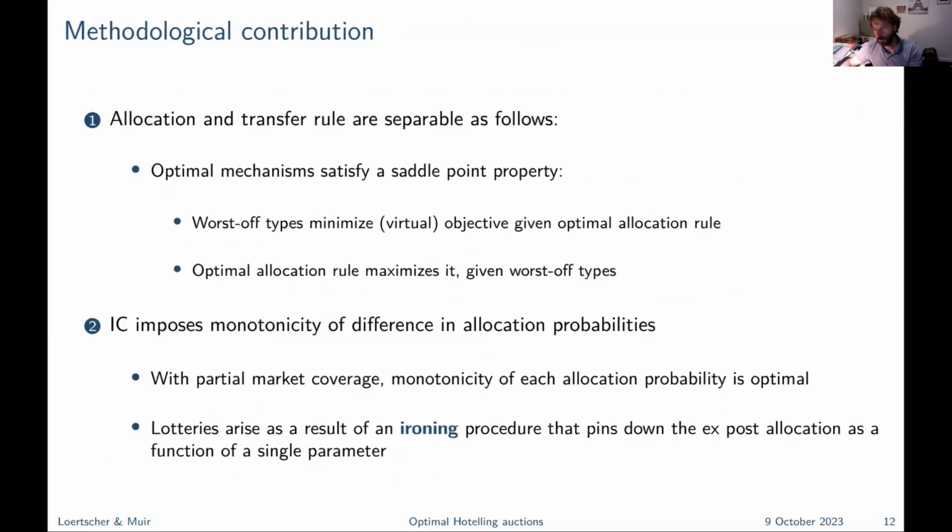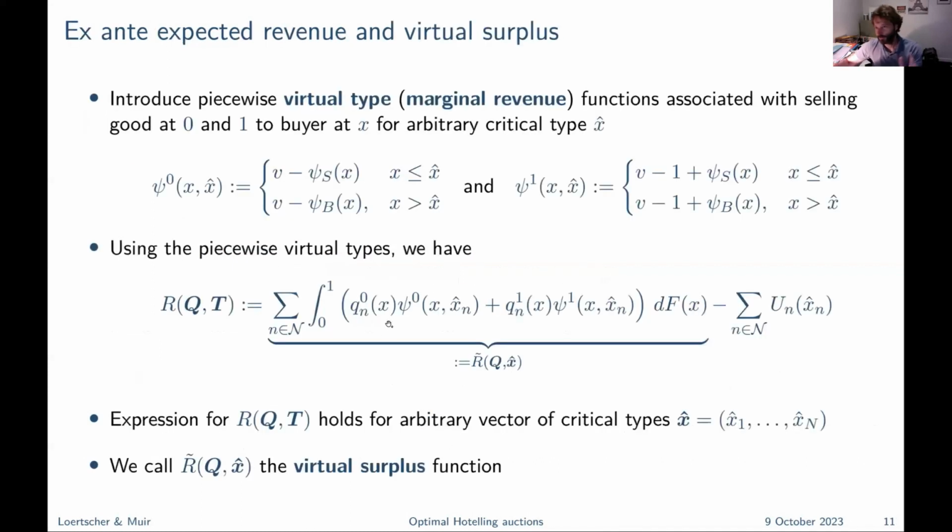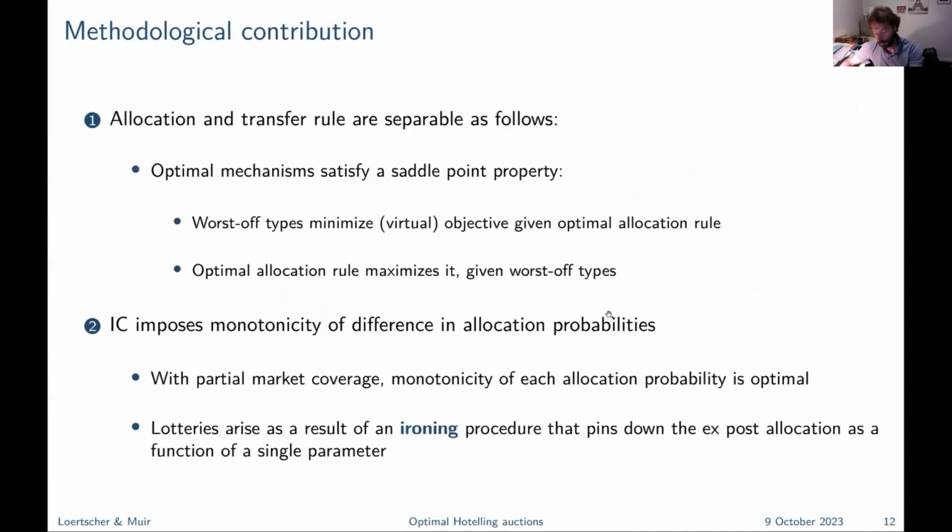Okay, and so what we're going to show here is that even though these things, the Q's and T's, are intertwined, because the worst-off types or the critical types are going to somehow depend on the allocation rule, we're going to have a separability of allocation rule and transfer rule in the following sense.